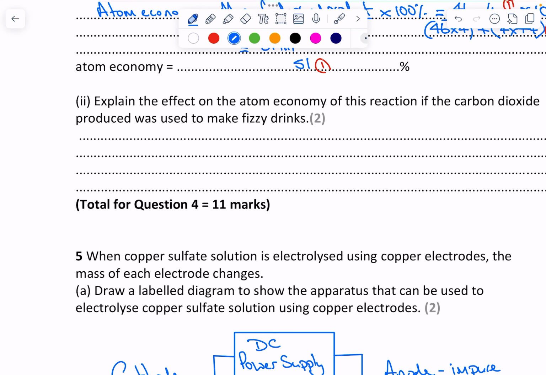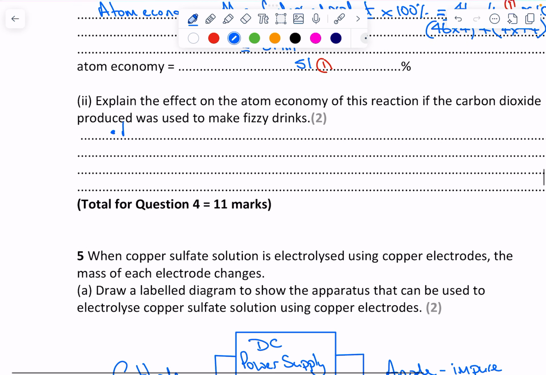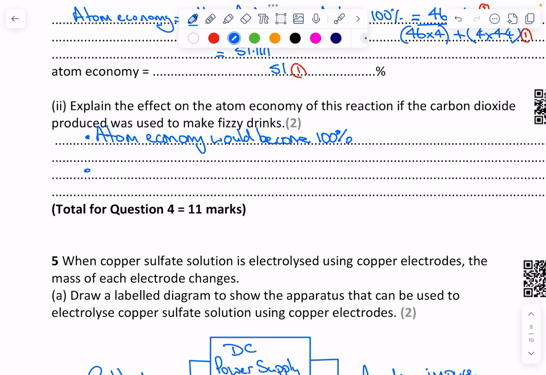So let's put that down in words here. State the effect on atom economy. So the atom economy would become 100%. And why would that become 100%? It would become 100% because both products are now desirable. Okay, 1 mark for each line, each bullet point that I've given you there.